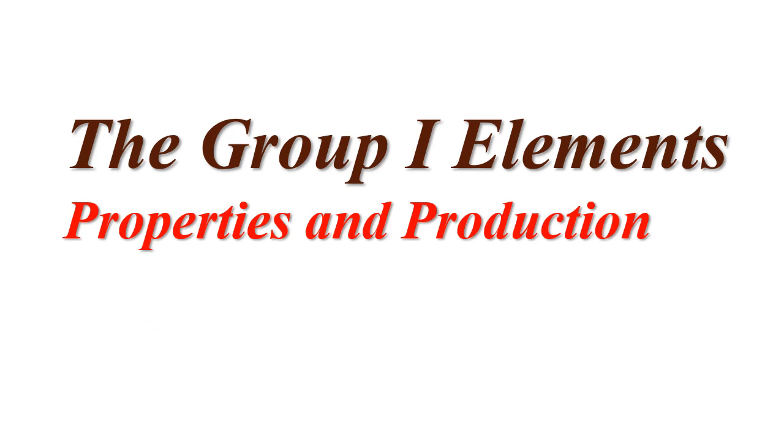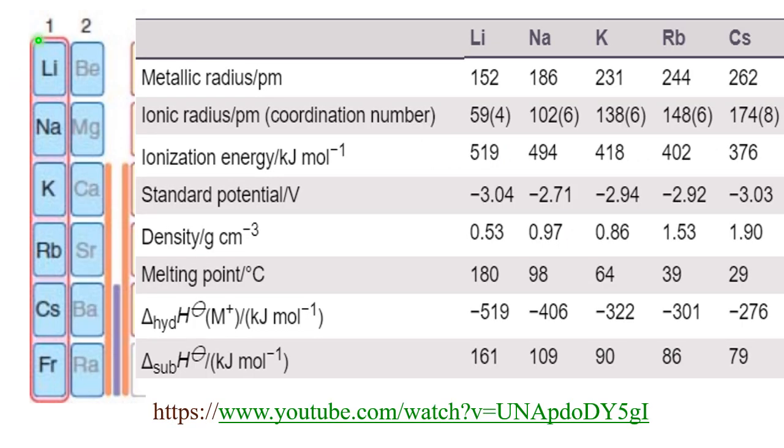We are starting from group 1, elements known as alkali metals. Here we'll talk about their properties and production. Alkali metals are located in the leftmost position of the periodic table, starting with lithium, sodium, potassium, rubidium, and cesium. You'll never see francium, which is a highly radioactive element.